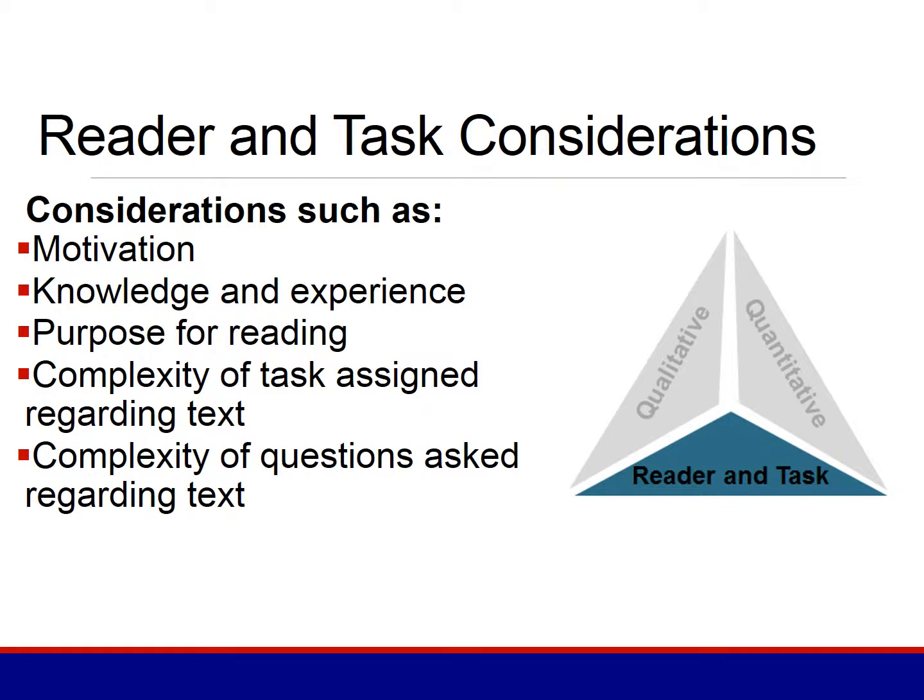The third and final element of the text complexity model is the reader and task considerations. The third element is determined by the teacher. Is the student motivated to read the text? What prior knowledge and experience does the student have in reference to the text he or she will be reading? What are the students doing with the text as they read? For example, annotating the text. The complexity of the task should also be considered.